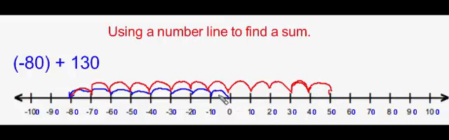We moved 80 units in the negative direction, but then moved more, 130 units, in the positive direction, so we end up with an answer that is positive. This is because the positive number is bigger than the negative number. You should have expected to get a positive answer. In fact, we end up at 50, meaning that the sum of negative 80 and 130 is 50.